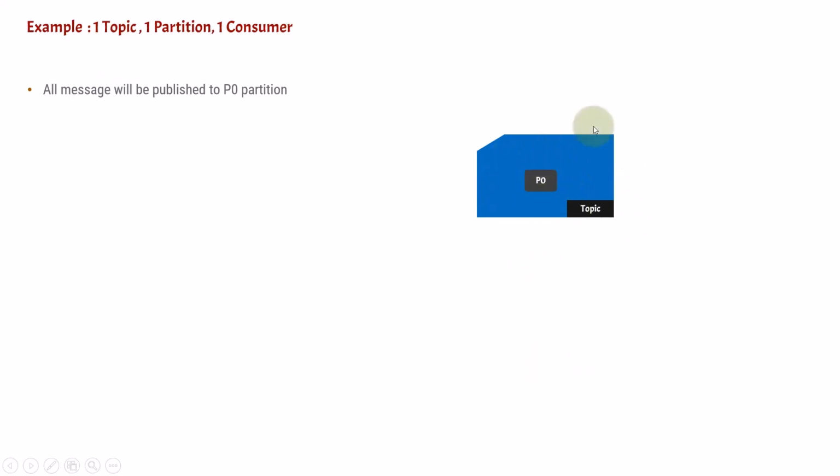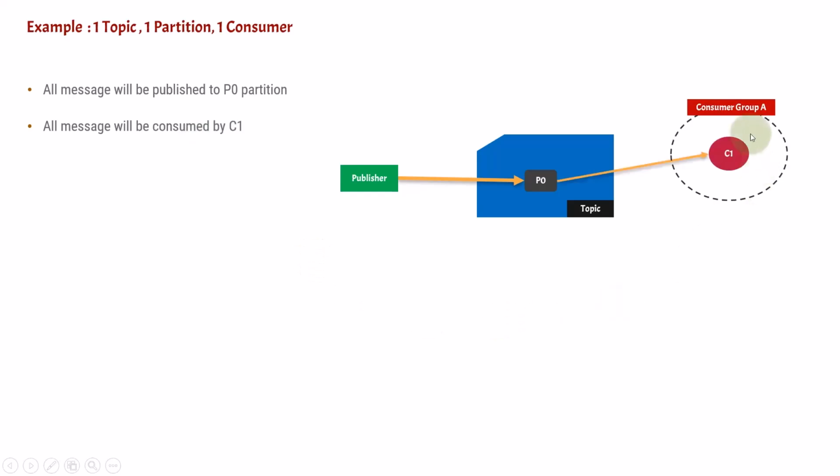So in that case, what will happen? This is the topic and there is a publisher. So what will this publisher do? All the messages will be published to the P0 partition. This publisher is publishing all the messages only to P0 because there is no other partition. Now what will happen? All the messages will be consumed by C1. C1 is a consumer instance which is present inside this consumer group A. So in that case, all the messages will be consumed by this C1 consumer instance.